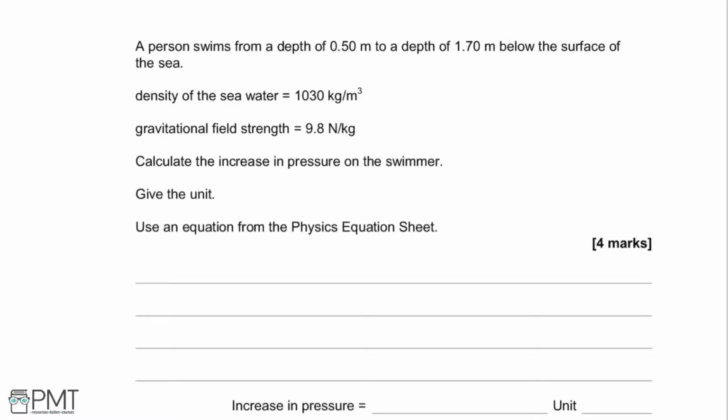So the first thing that we want to do is identify the things that we need from the equation sheet. So we need an equation that has depth, density, gravitational field strength, and finally pressure. Something to note as well, in the equation that we're looking for, instead of depth it actually says height, so that means the height of the water that is above the person at this point. So the depth is the same as the height of the water above them. So just in case you were confused about that, we're looking for height of the liquid.